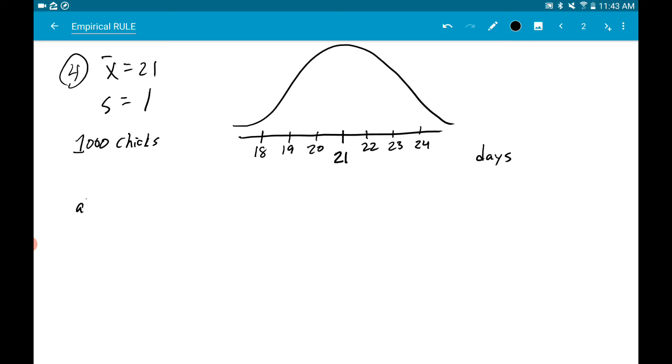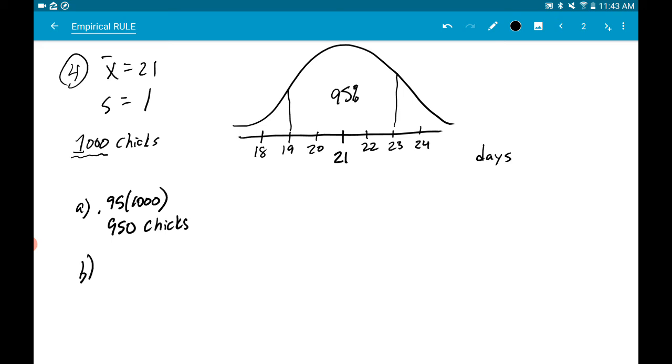Letter A, it says, what's up in 19 to 23 days? So 19 to 23, if we're looking at this, that's 95%. And if the question said what percent of eggs will hatch, the answer would be 95%. But then it added this extra little quirk with 1,000. So we actually need to do 95% of 1,000 to get our answer in terms of the number of eggs. And if we do that, the final answer for letter A would be 950 chicks.